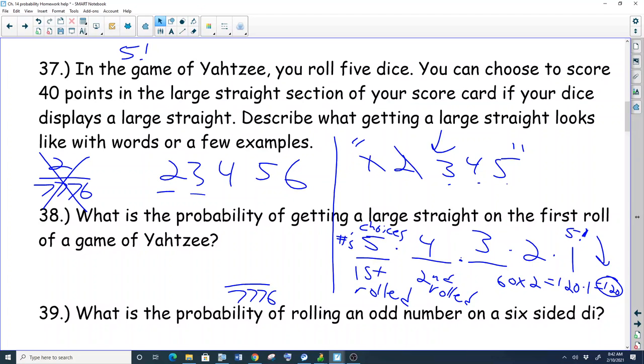What about 2, 3, 4, 5, 6? Same thing. Same exact thing. So the first die roll, you have 5 different choices to choose from. It could be a 2, a 3, a 4, a 5, or a 6. And then 4 choices left, 3 choices left, 2 choices left, 1 choice left. Because this covers everything, right, you guys? Because it could be 3, 4, 5, 2, 6, for example. But once you choose that number, then you have 4 more choices left, then 3 more, then 2 more, then 1 more choice left.